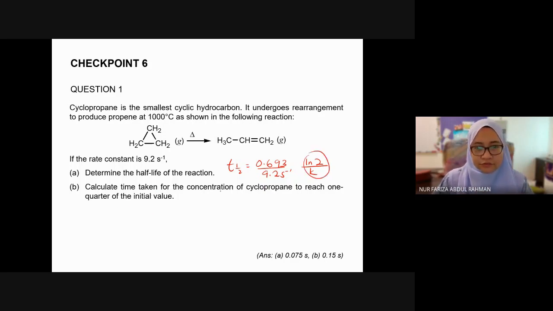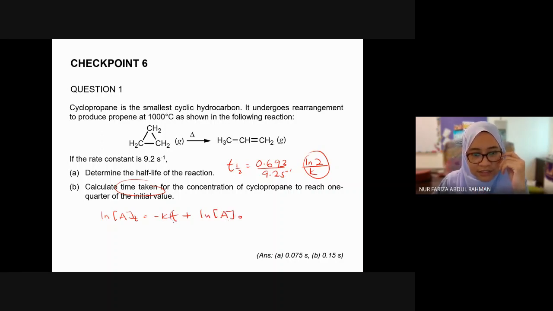Calculate the time taken for the concentration of cyclopropane to reach 1/4 of the initial value. The time taken again. So for this one, you may use two methods in order to solve it. You may use the integrated rate law, or you can also use the half-life method. Let's see if you choose to use integrated rate law for first order: ln A at time t is equal to negative kt plus ln A naught.